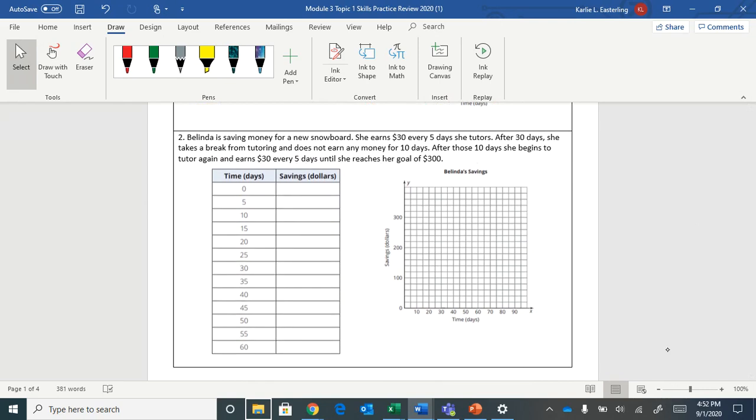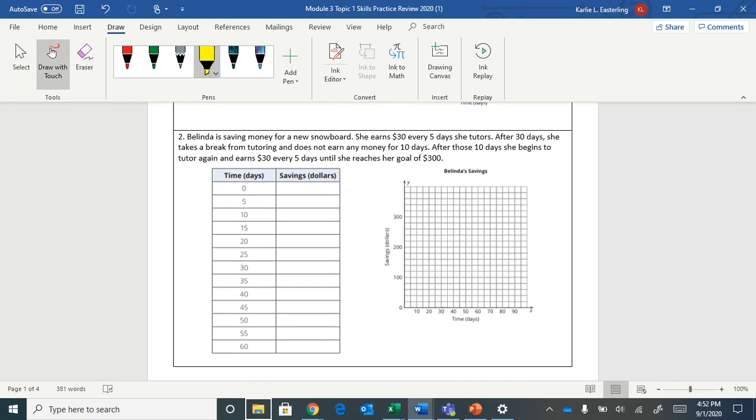So now let's look at number 2. I believe it's Belinda who is saving money for a new snowboard. She earns $30 every 5 days she tutors. So every 5 days we earn $30. After 30 days, she takes a break from tutoring and does not earn any money for 10 days.